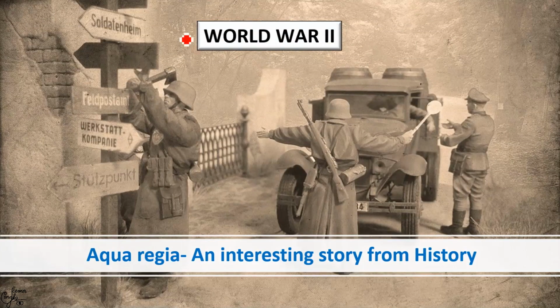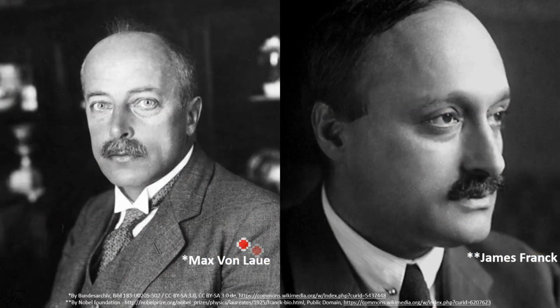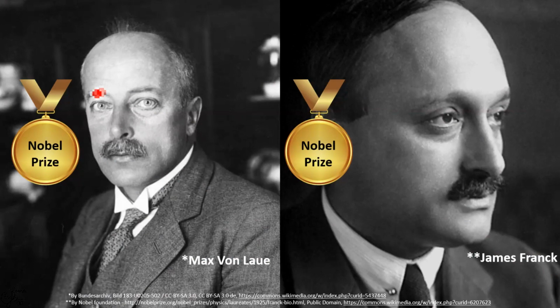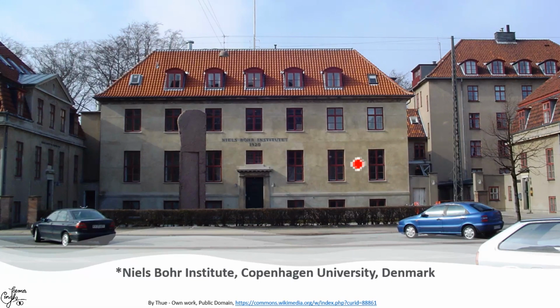During World War II, two German Nobel laureates, Max von Laue and James Franck, had sent their gold Nobel Prize medals to the lab of Niels Bohr in Denmark for protection of being confiscated by the Nazis.